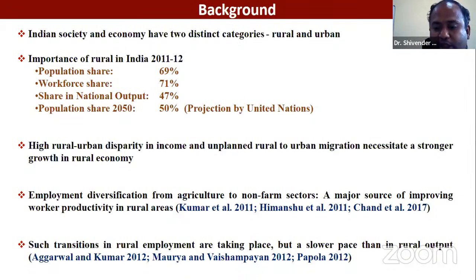I will show some evidence on that so that you will get more clarity. It means that things are taking place, but at a slower rate. So can we accelerate the employment diversification? And if we can, what are the sources for that? What are the ways out for accelerating employment diversification?